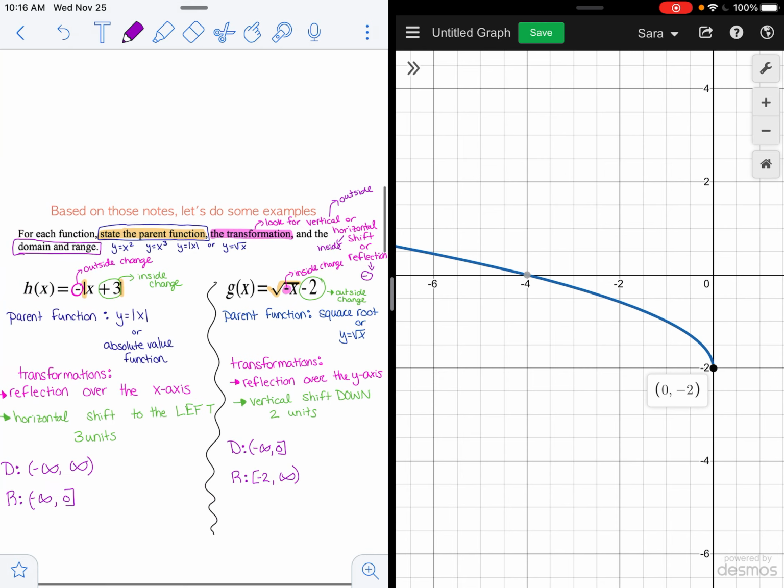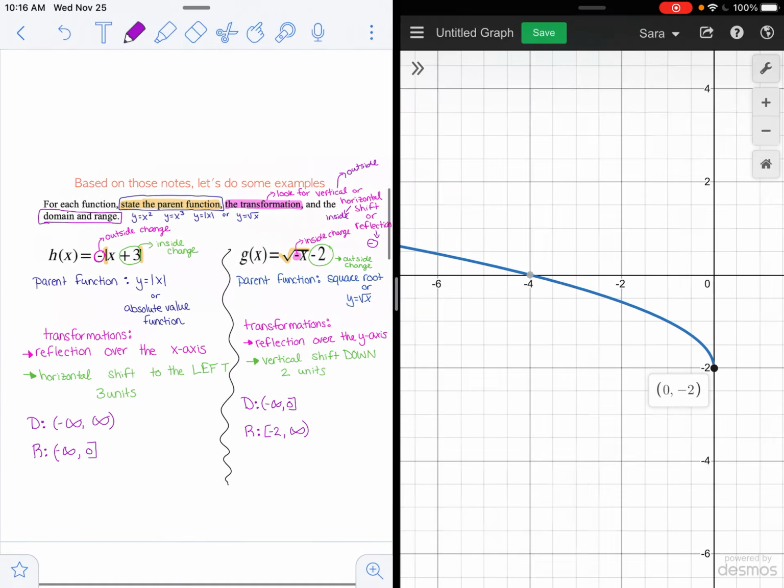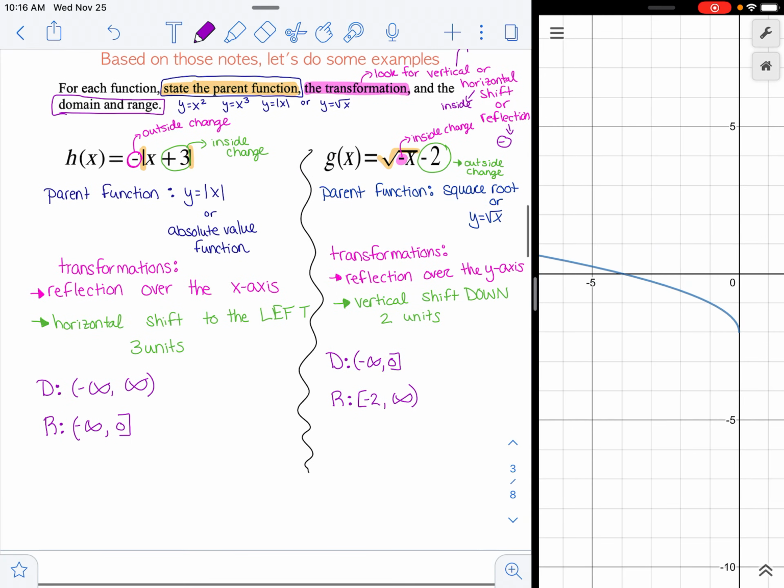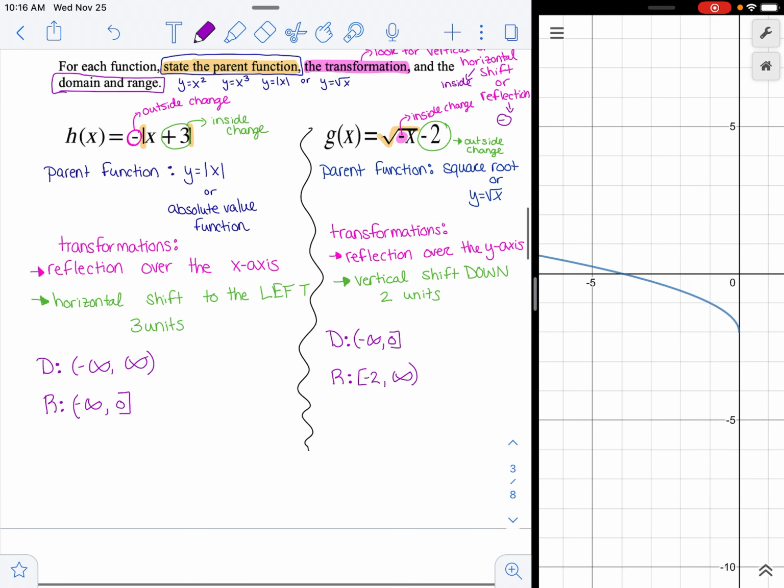Annotate your work, guys. Look how much I have written here. Annotate. It helps. Mark it up. Write whatever notes you have to. So that's given the function identify everything. Now I can ask you, given the function identify everything and graph it.